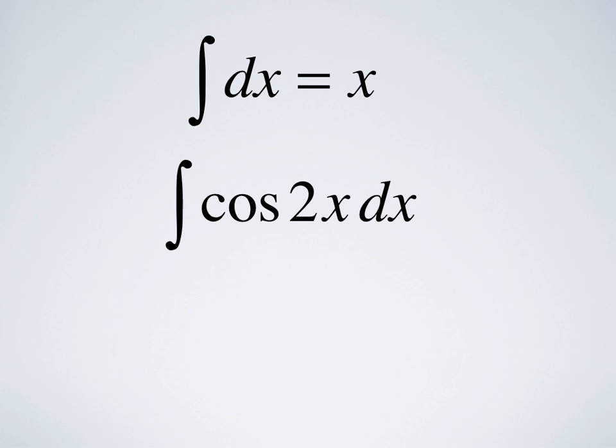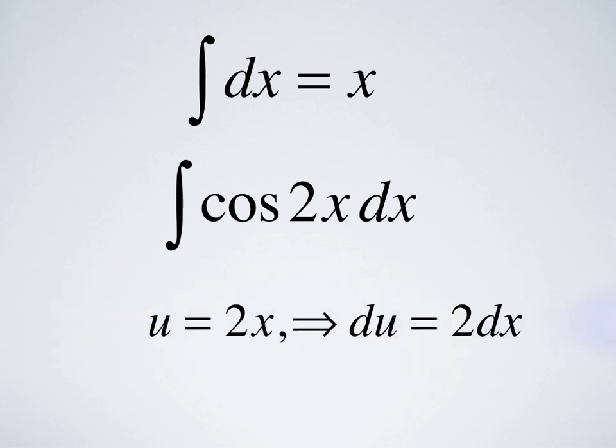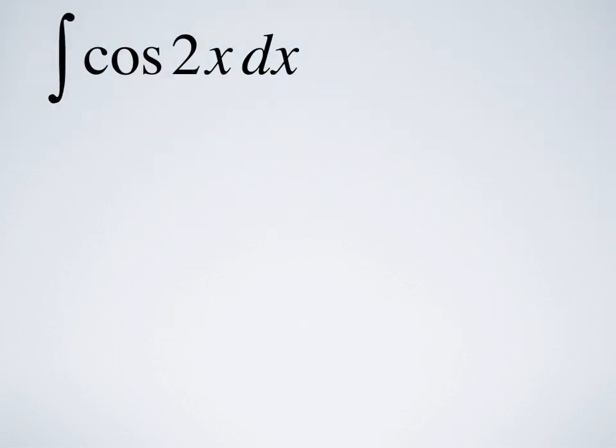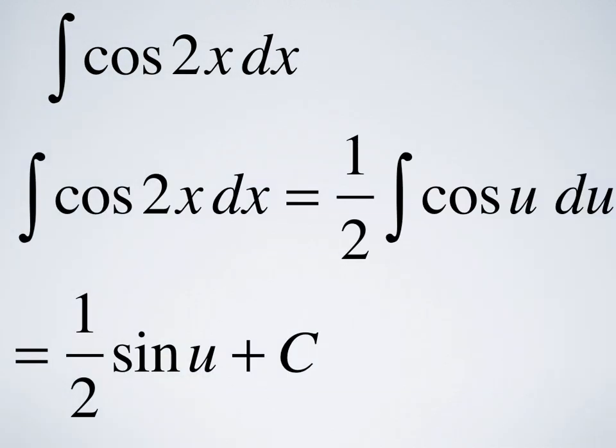So now let's focus on the integral of cosine 2x. We take u equals 2x, so we're going to do u substitution. So u is 2x, so du is 2dx. So the integral of cosine 2x dx becomes 1/2 the integral of cosine u du, which of course is just sine of u.